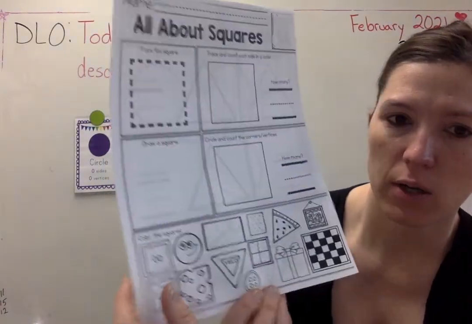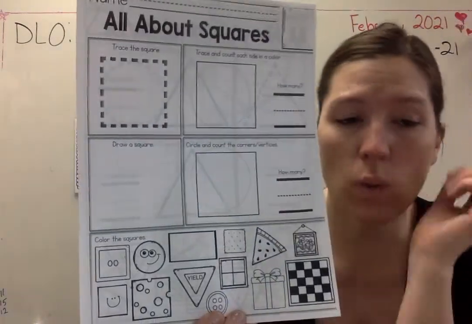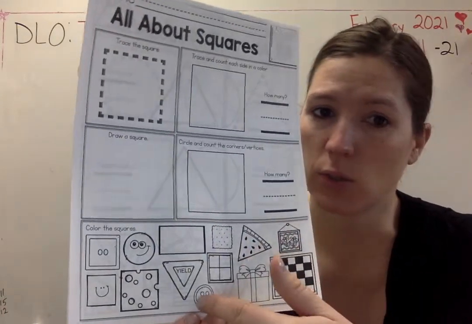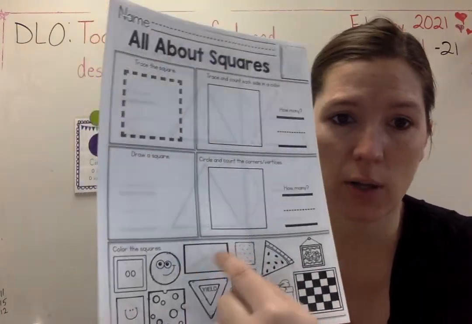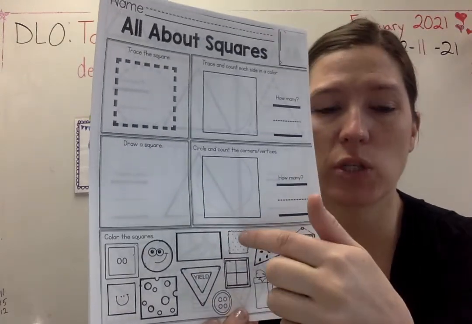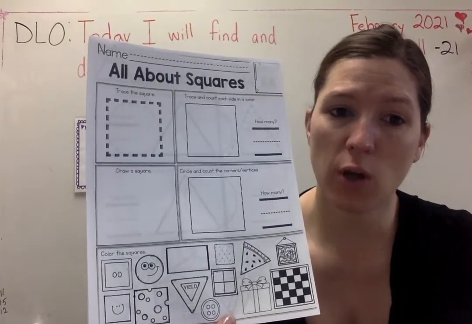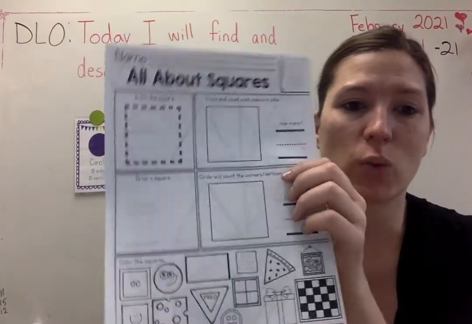And down here, you're going to look at all the pictures and you're only going to color the squares. Don't color the triangles, don't color the circles, don't color the rectangles. You're only going to color the squares. So now it's your turn to find squares in your home and complete your square worksheet.